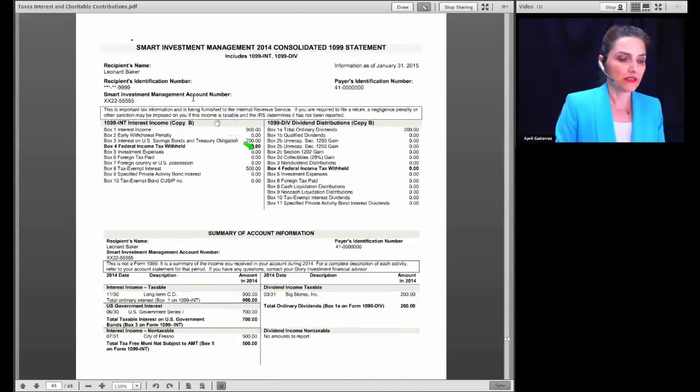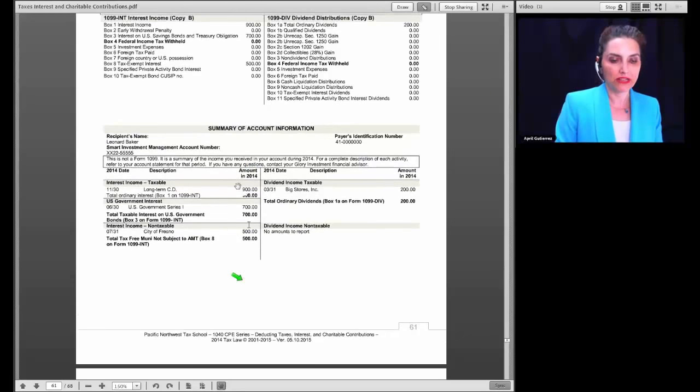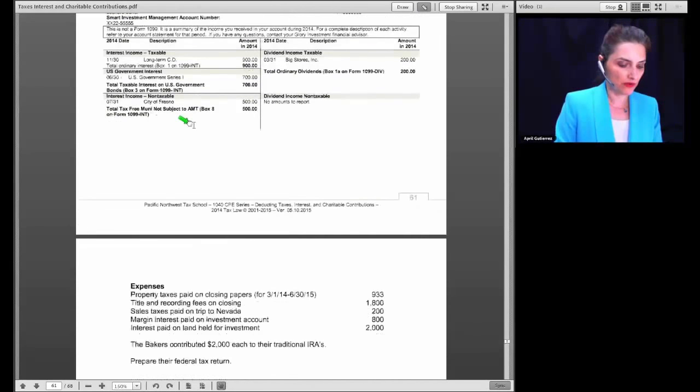And they've received a consolidated 1099-B statement. If you look at it, it shows ordinary interest income of $900, U.S. bond interest of $700, tax-exempt interest of $500, and ordinary dividends of $200. When you go down below, this is a summary of the account information. It really shows a breakdown of where those income figures came from.